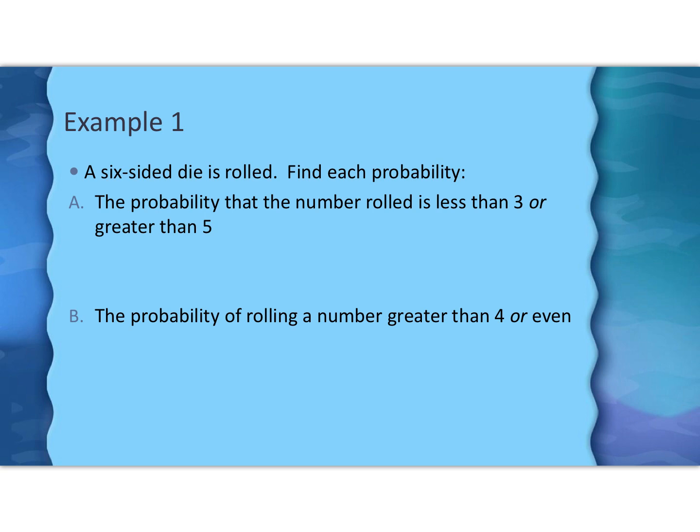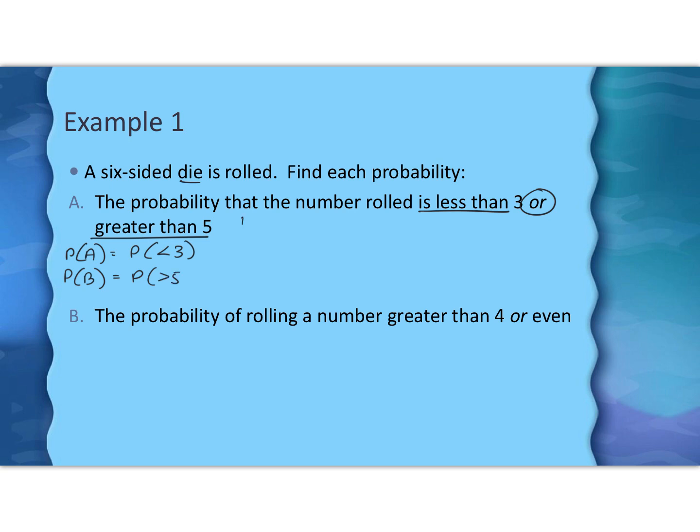So we come over here to a six-sided die and we roll it, and it says find each probability. So we're dealing with a die. It says find the probability that the number rolled is less than 3 or greater than 5. So for event A, we're looking for the probability that it's less than 3. And for event B, we're looking for the probability that it's greater than 5.